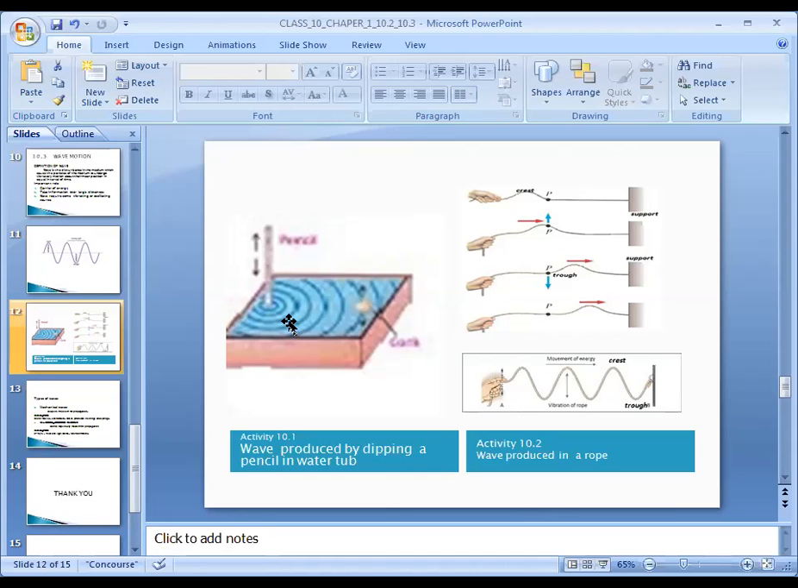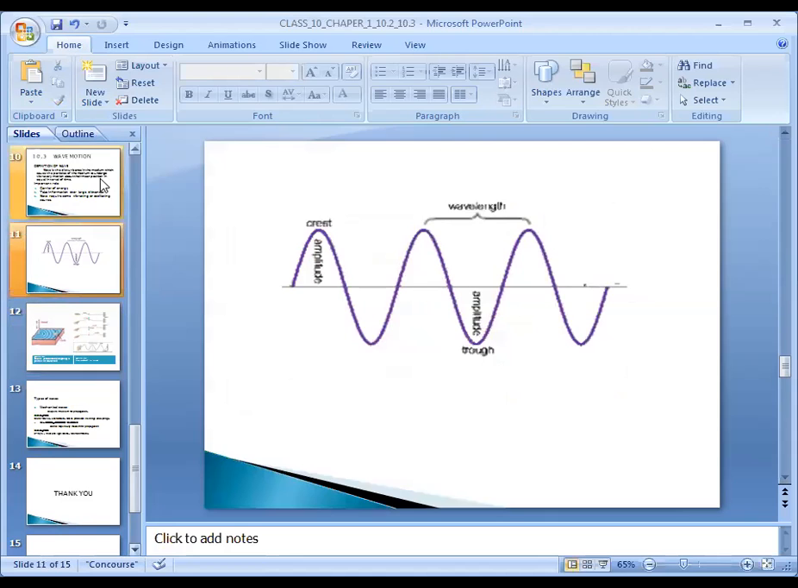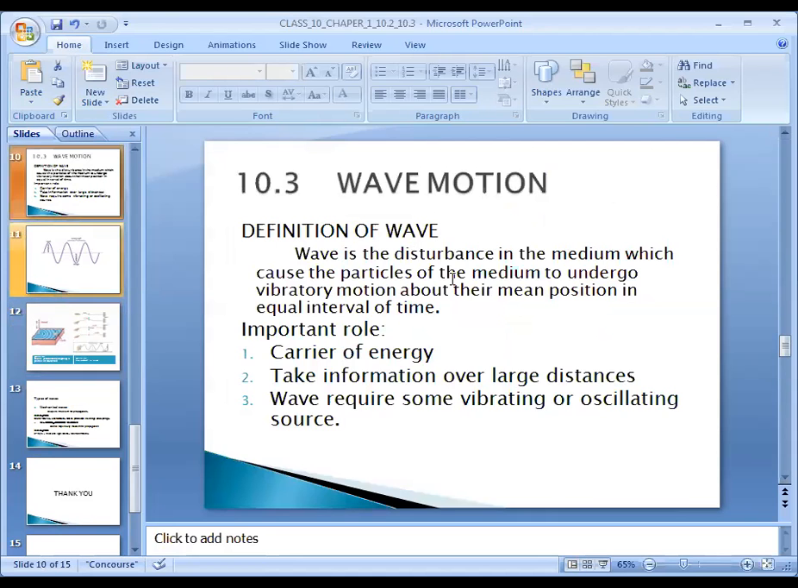When explaining the example of waves, I told you a wave is a disturbance in the medium which causes the particles of the medium to undergo vibratory motion about their mean position in equal intervals of time. What does this mean? The pencil is basically creating the disturbance in the medium. So I told you, when I explained wave motion, that a wave is the disturbance in the medium which causes the particles of the medium to undergo vibratory motion about the mean position in equal intervals of time. Right? So this pencil is causing the disturbance in the medium.